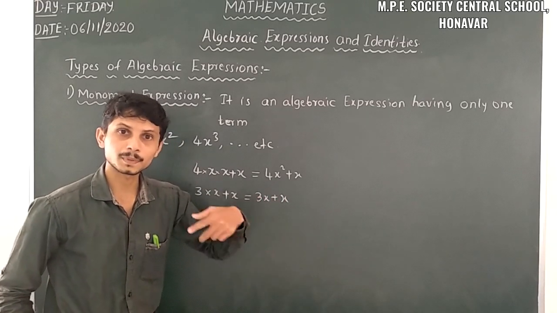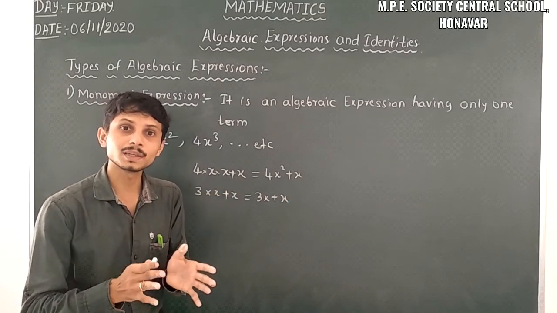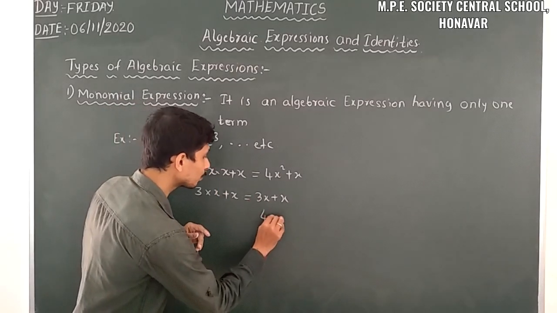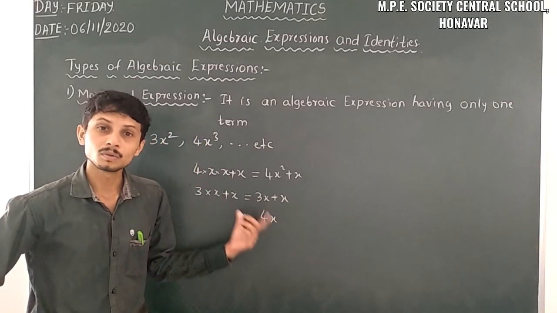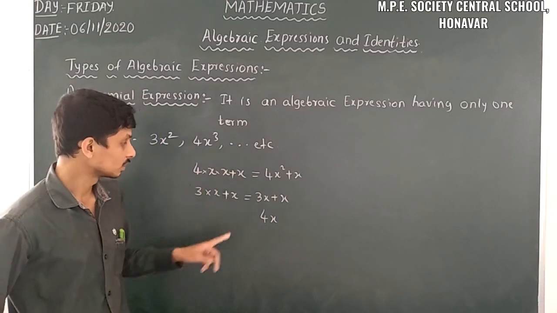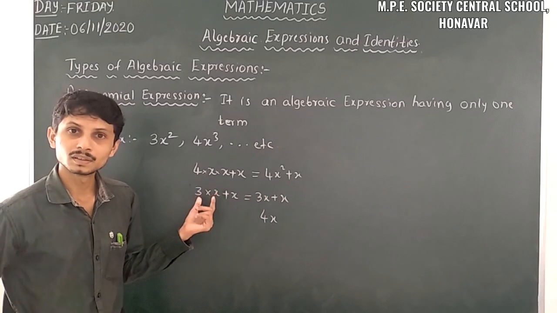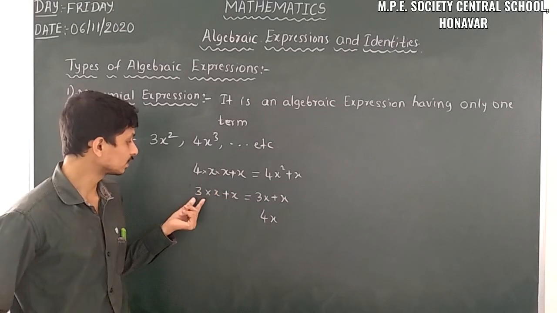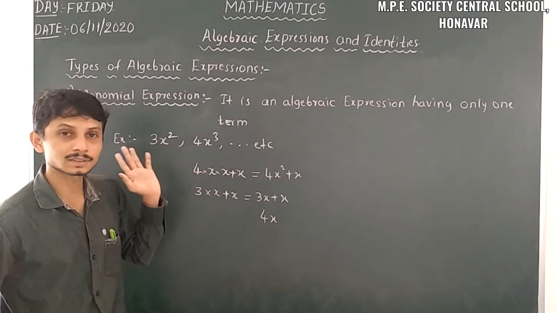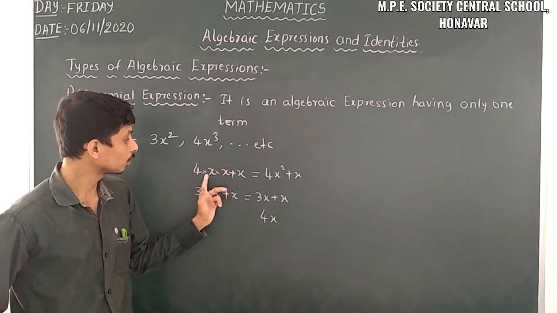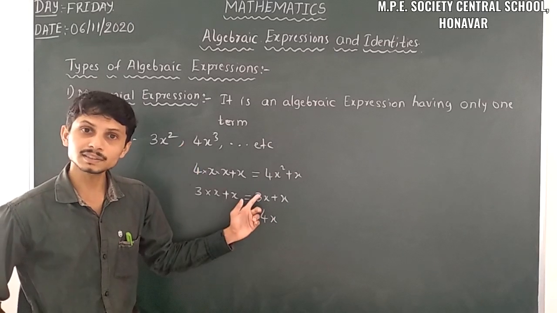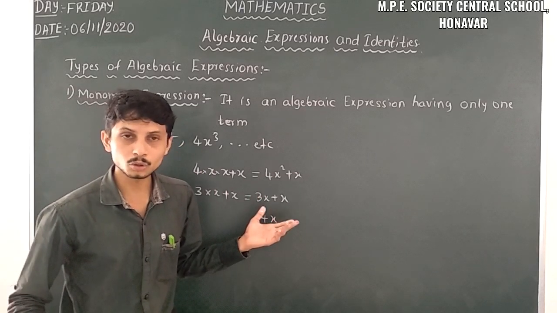After this part, I am going to explain about like terms. Here those two are like terms, so we can easily write it as 4x also. It comes into the monomial expression only. So 3x plus x is also a monomial, and 3 into x into x is also a monomial, in the 3x square form. And here it is 4 into x plus x, which is 4x square plus x. Here it is a binomial.